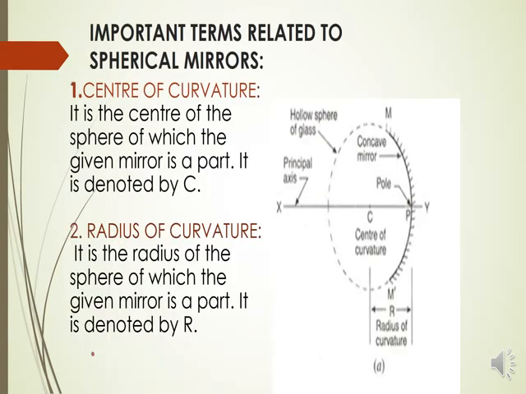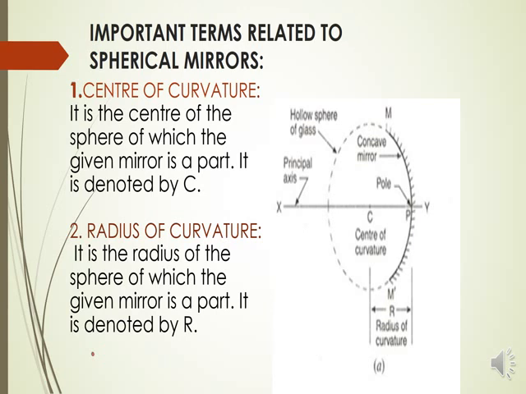Important terms related to spherical mirrors. Number 1. Center of curvature. It is the center of the sphere of which the given mirror is a part. It is denoted by C. So students, just have a look at the figure. In this figure, the mirror is a spherical mirror and it is a part of a hollow sphere of glass. And the center of this hollow sphere is called center of curvature and it is denoted by C.